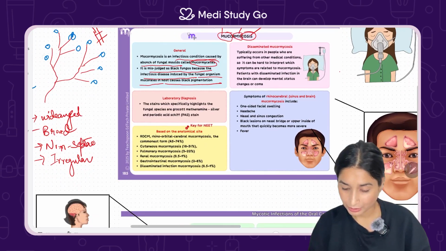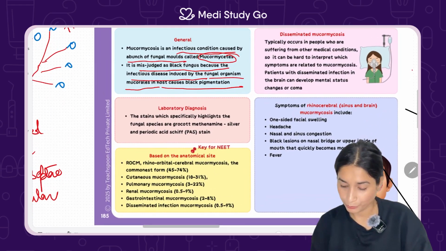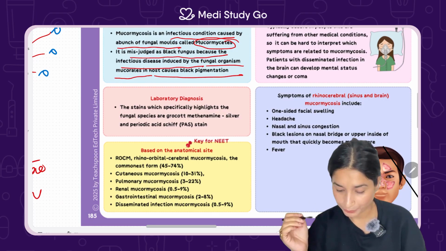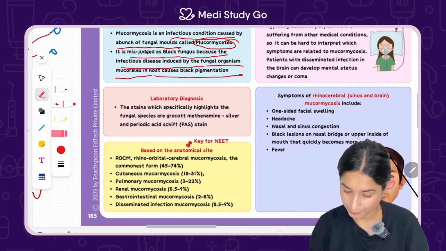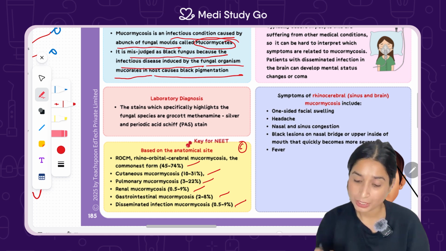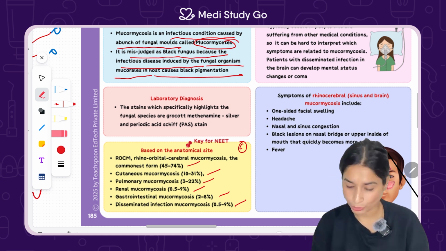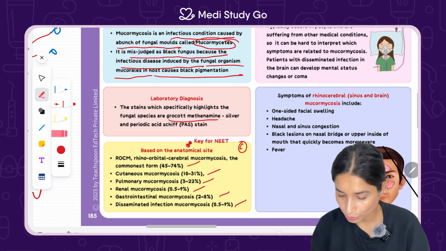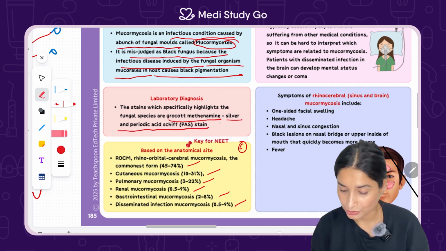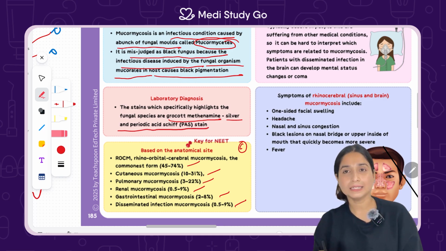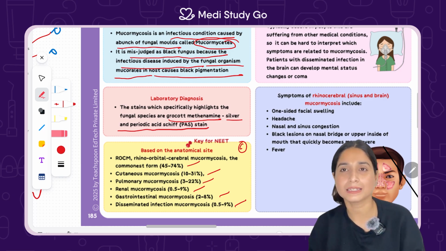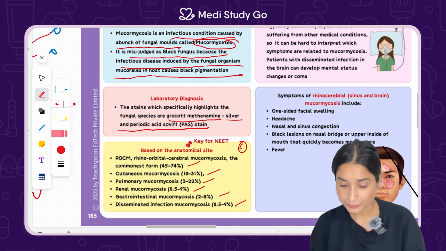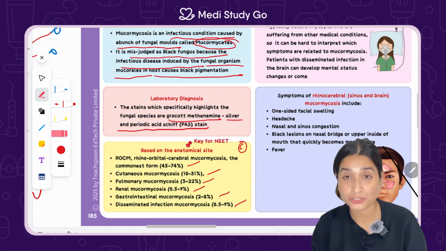Now we will study the important NEET questions: what are the types of mucormycosis? We have 6 types: rhino-orbital, cutaneous, pulmonary, renal, gastrointestinal and disseminated. The most important viva question of mucormycosis is which stain mucormycosis takes. The special stain is Grocott methenamine silver and periodic acid-Schiff, also known as PAS stain. So this is a NEET or viva question: which stain is taken up by mucormycosis. This is a specific stain, we say special stain.